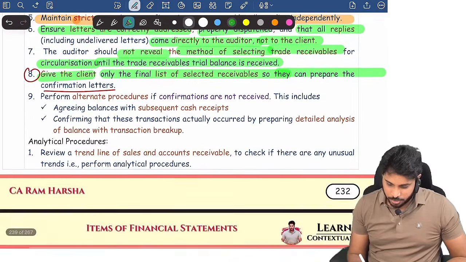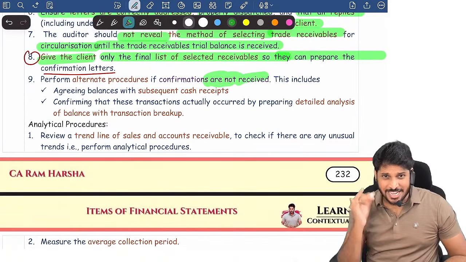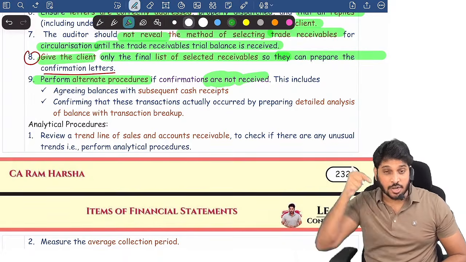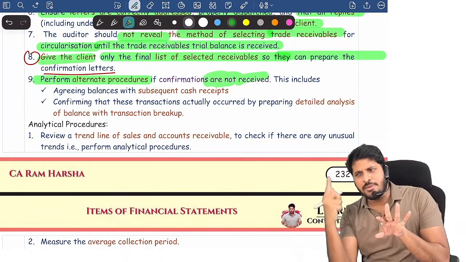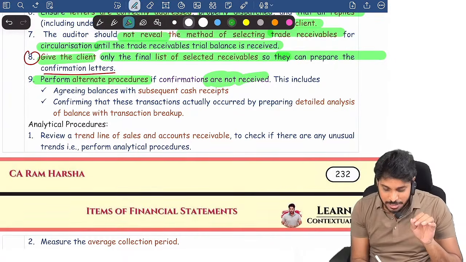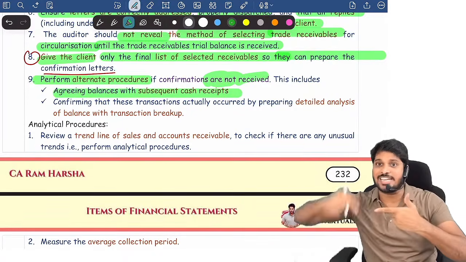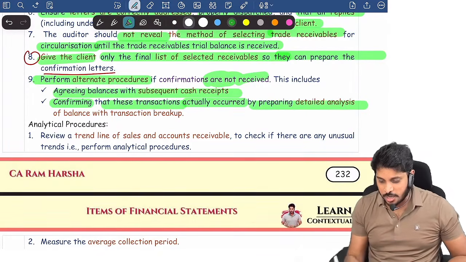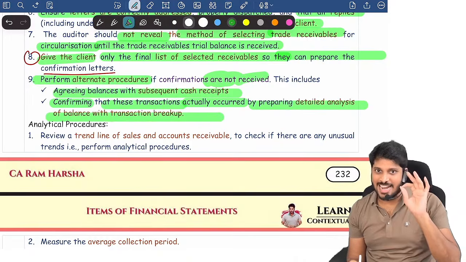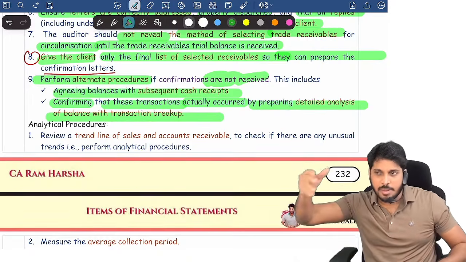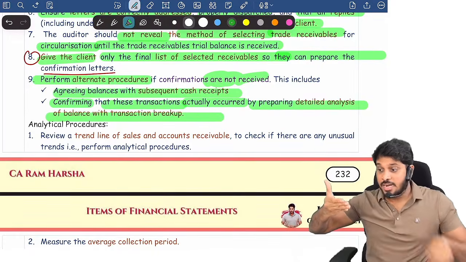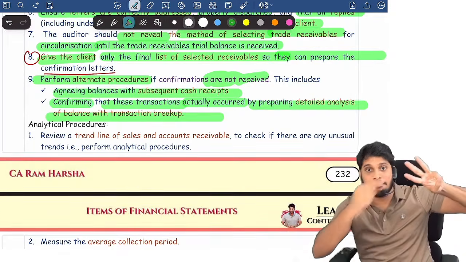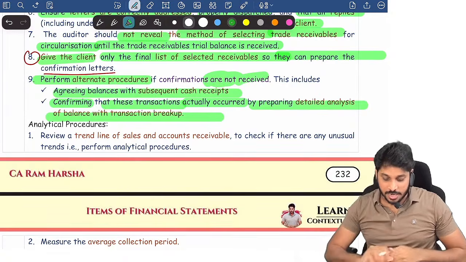And suppose, sir, I'm not getting a confirmation reply, then perform alternative procedures. How do I know whether the debtor is really existing or not? Look at April month and May month. He paid money. Subsequent cash receipt is proof that he is outstanding, right? And confirm that these transactions actually occurred by preparing a detailed analysis with a transaction breakup. Now, in April or May, an amount of 10 lakhs has been received. This 10 lakhs is received relating to some 3 sale invoices. Map it. That's it. These are the alternative procedures.